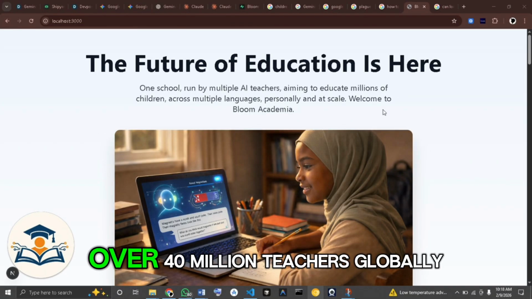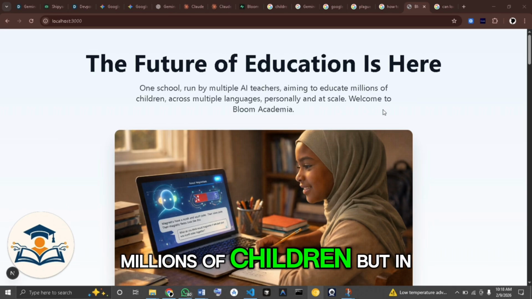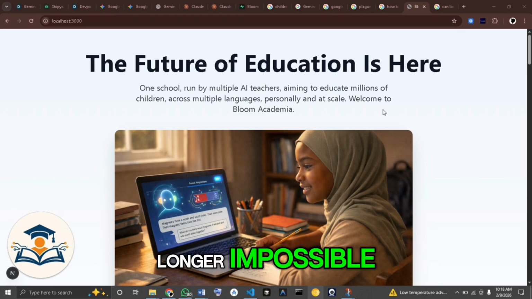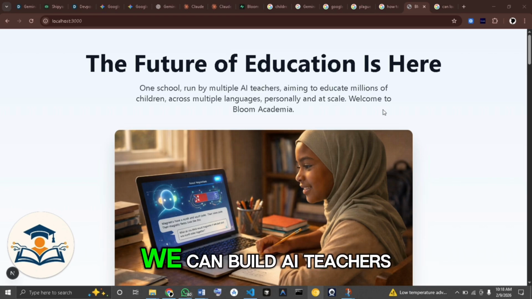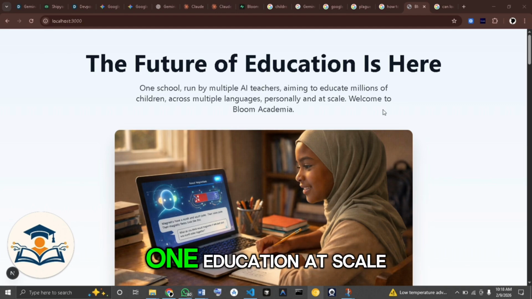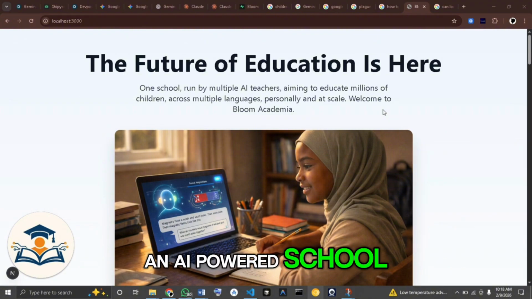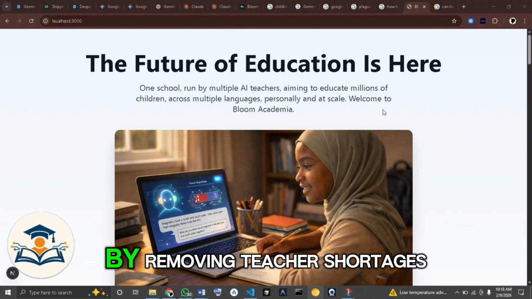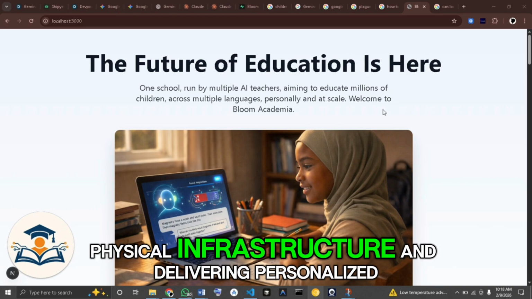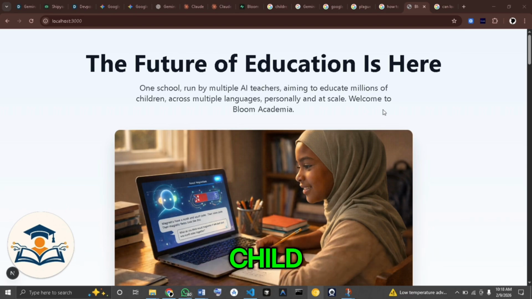The world is short of over 40 million teachers globally, and today's education system is failing millions of children. But in a world of AI, scalable and personalized education is no longer impossible. With the right architecture, we can build AI teachers that adapt to every learner and deliver true one-on-one education at scale. I am the founder of Bloom Academia, an AI-powered school aiming to fix the global education crisis by removing teacher shortages, reducing dependence on physical infrastructure, and delivering personalized, mastery-based learning to every child.